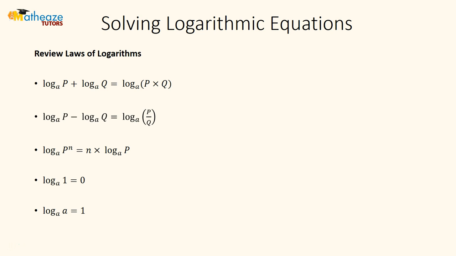Now if we have log to base a of p with an exponent n, this ends up becoming n, which is the exponent, comes to the left hand side, multiplied by log to base a of p. And if we have log to base a of 1, we have 0, and log to base a of a, we have 1.